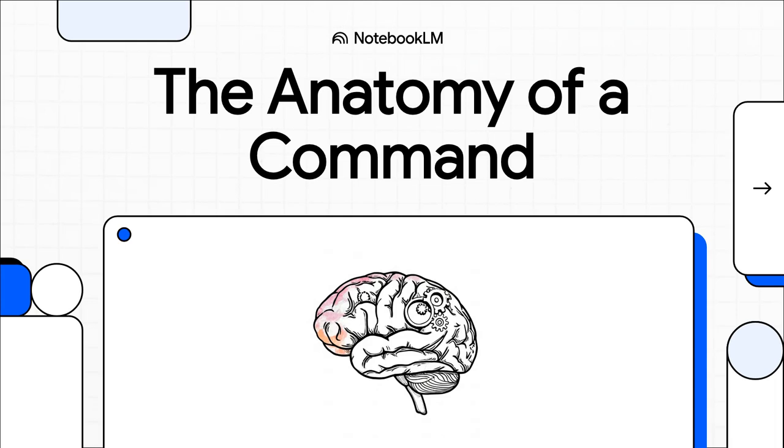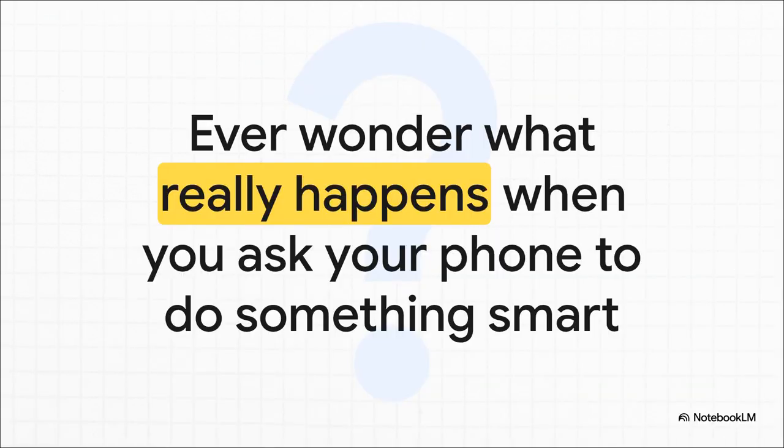Today we're going to dive into something pretty wild, the hidden world behind just a single tap on your phone. I mean, have you ever really stopped to think about what happens when you ask your phone to do something smart? You tap an icon, you ask Siri a question, and boom, it just works. It feels like magic, right? But it's not. It's actually this incredible chain of events, this command that stretches all the way from your screen to some of the most powerful computers in the world.